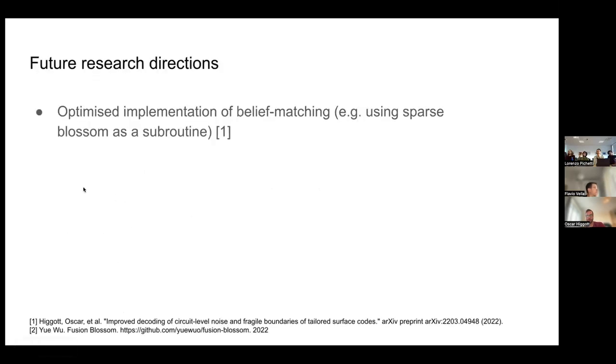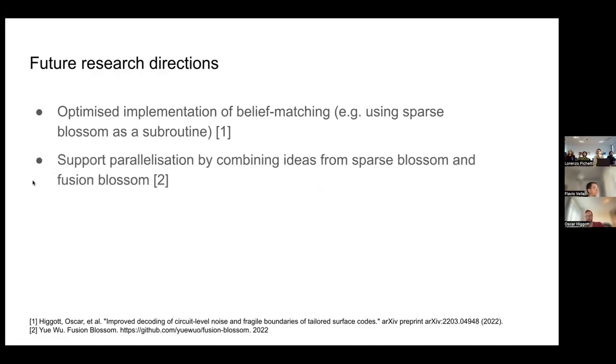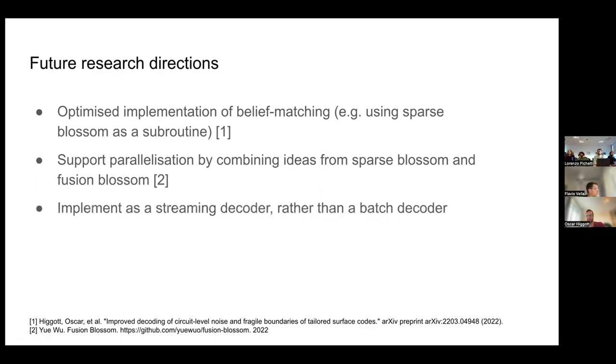So future work could be optimizing the implementation of belief matching, for example, using sparse blossom as a subroutine, and supporting parallelization by combining ideas from sparse blossom and fusion blossom. I didn't mention there's some parallel work by Yue Wu on fusion blossom, which conceptually has some similarities with our work, but differs in many of the details. So I encourage you to look at that as well.